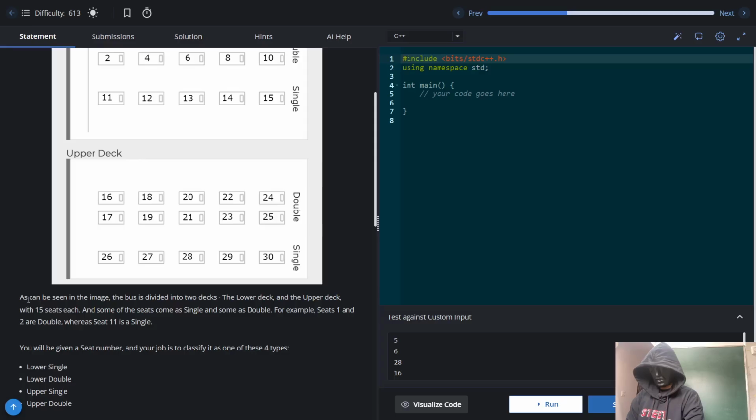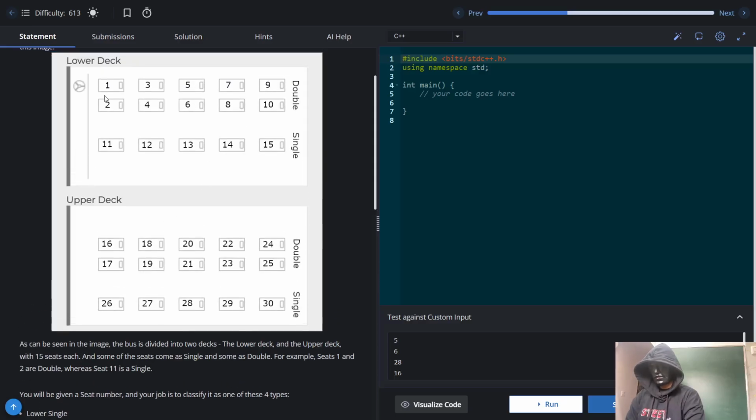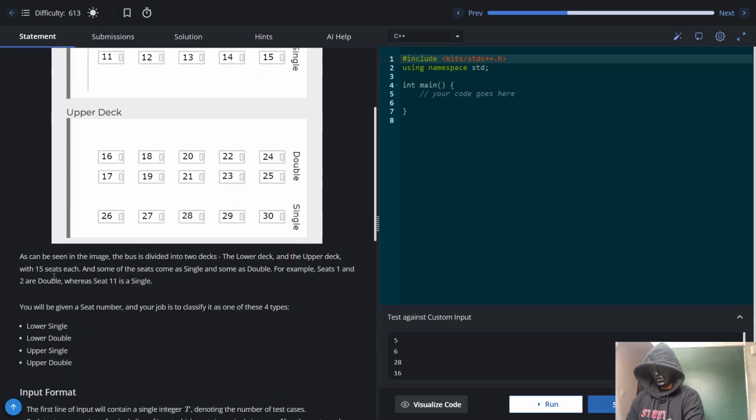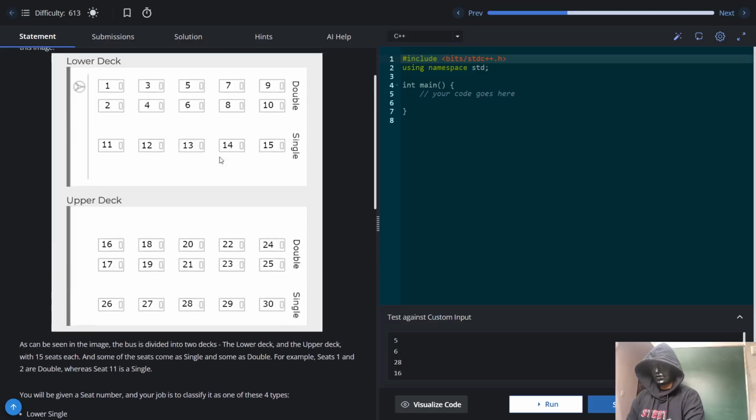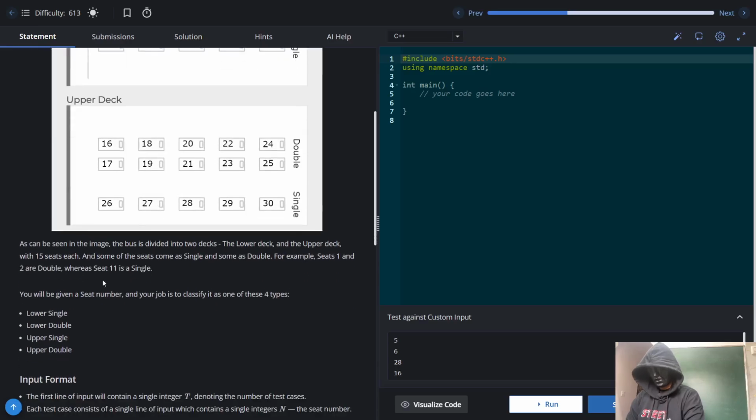So basically what they're saying, as can be seen in the image, is that the bus is divided into two decks, the lower deck and the upper deck, with 15 seats each, and some of the seats come as single and some as double. For example, seats 1 and 2 are double seats, whereas seat 11 is single. This one is considered double because it is in a pair. This is single, so it is in single.